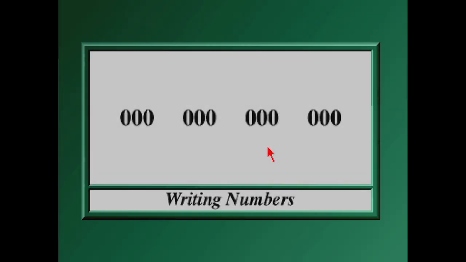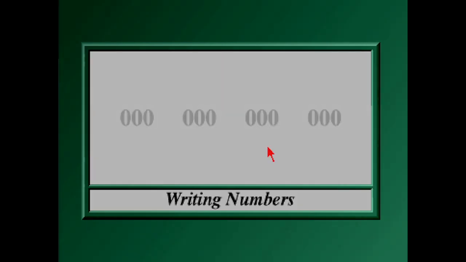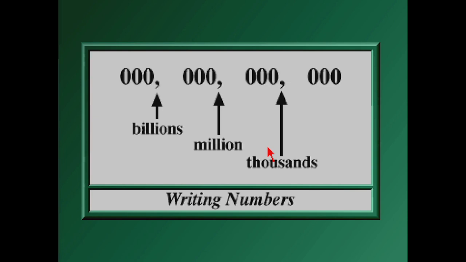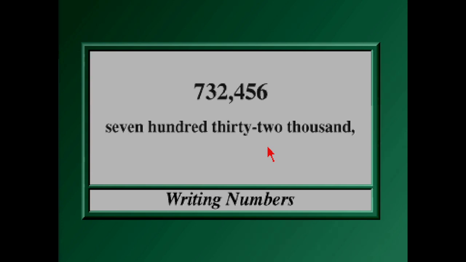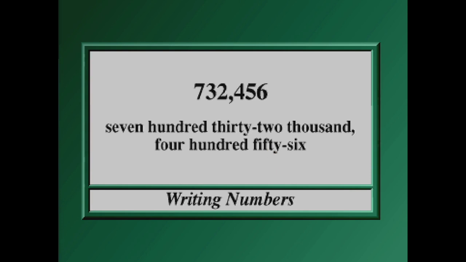When you write numbers, remember that they are always grouped in threes. Also remember that a comma is placed after the billions, millions, and thousands places. For example, 456 is written simply as 456. But 732,456 is written as 732,000, 456.